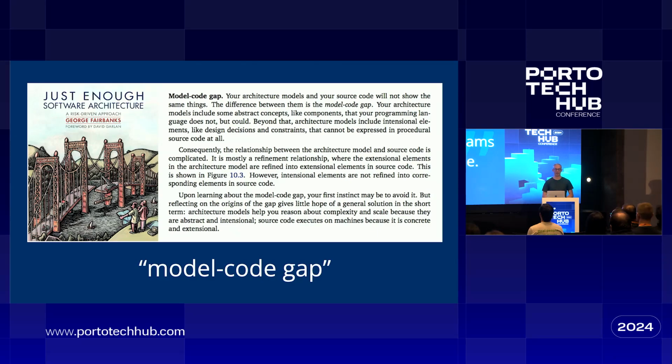This whole phenomenon, by the way, is what George Fairbanks calls in his book the model code gap. And the model code gap goes like this. When we're having a discussion about architecture, we have a bunch of words that we use. Modules, components, services, microservices, subsystems, layers, and so on. We have a number of words we use to describe architectural building blocks. The problem is the languages we use do not have these same things as keywords.